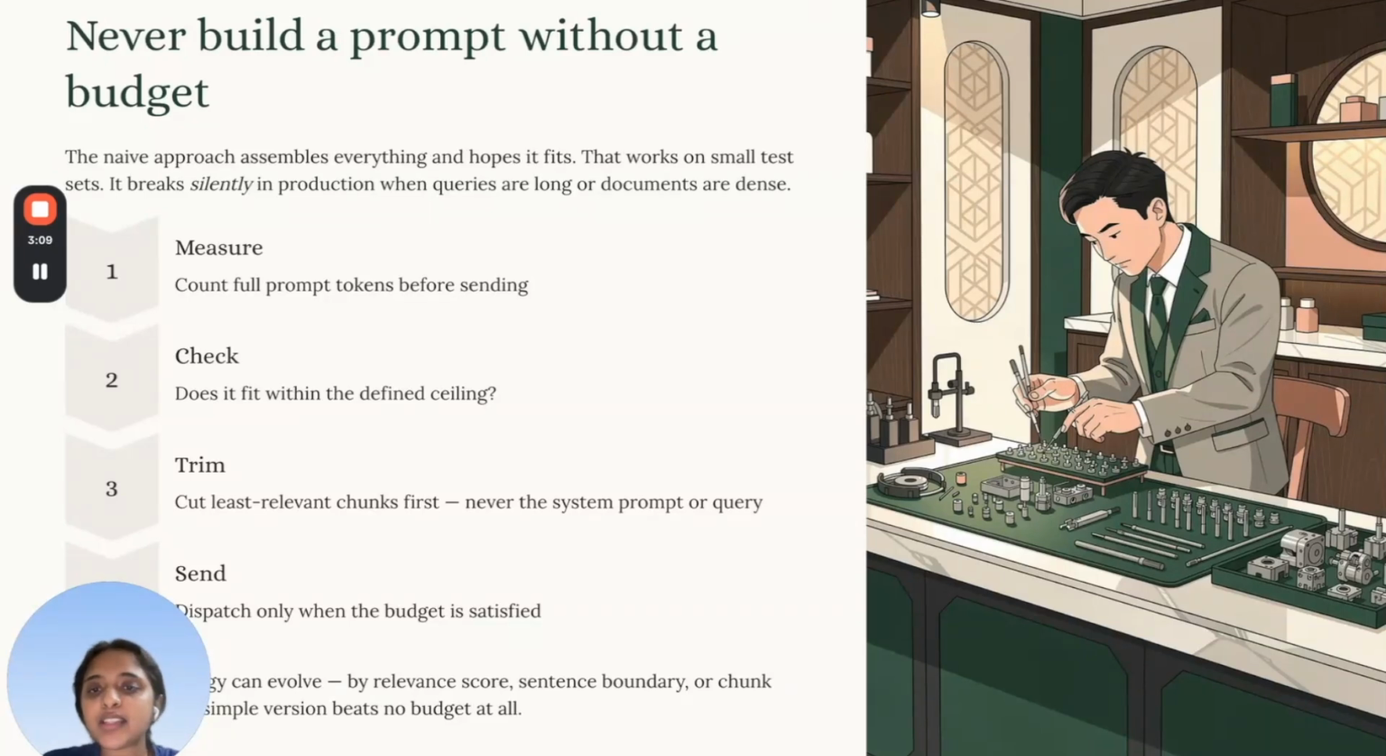The naive approach assembles everything and hopes it fits. That works on small test sets, but in production, anything can break. So when the queries are long or documents are dense, we need to verify whether whatever information we're trying to pass fits inside the prompt.